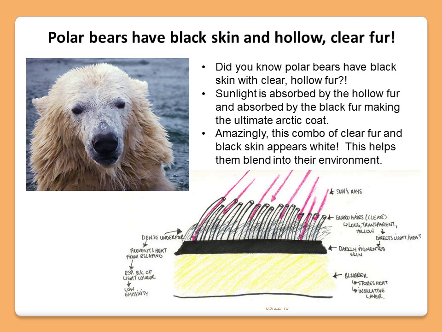Another example of a really neat adaptation is the polar bear. Polar bears, as much as they look white, actually have black skin and clear, hollow fur. This makes them perfectly adapted for the Arctic because their clear, hollow fur helps absorb sunlight, sort of like a greenhouse effect. The black skin keeps that sunlight from being reflected, so it keeps the sunlight and the warmth next to their skin. And then they have this thick layer of blubber that stores heat. With the combination of black skin and clear, hollow fur, they actually look white, which makes them blend in well to the Arctic. So those are some really neat adaptations of the polar bear.